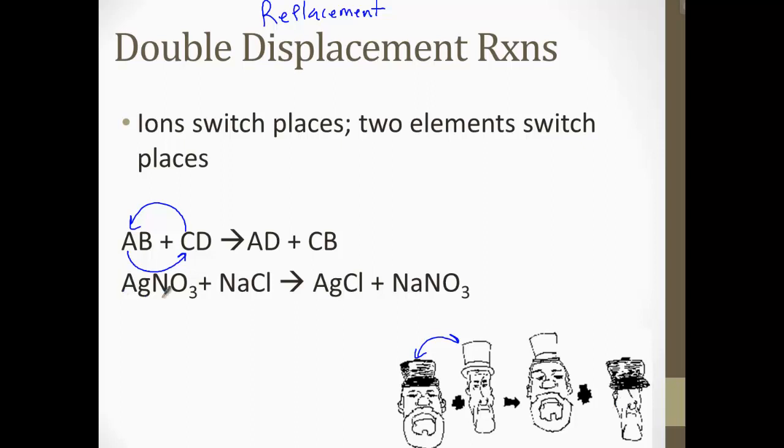So let's look at an actual chemical formula. What you should be looking for is when you see two compounds, especially if they're ionic bonds, they should be trading places or have the ability to trade places. So what's going to happen here is silver and sodium are going to be trading places. So I'm going to get silver chloride plus sodium nitrate. Those two form a couple new compounds.